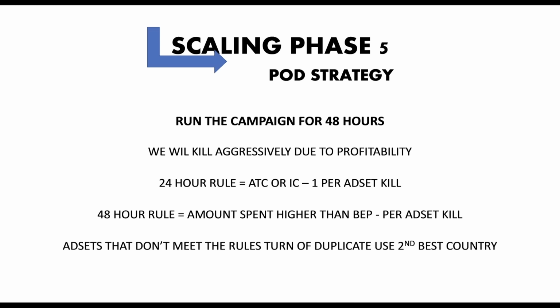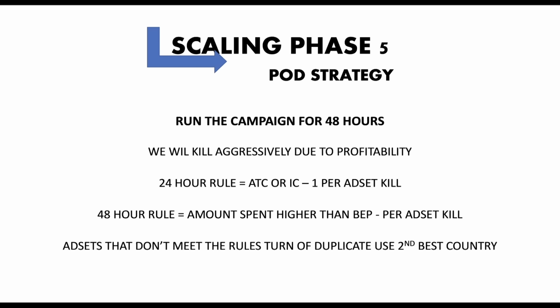So you're going to want to run phase 5 for 48 hours, and we're going to be killing aggressively due to profitability again, and it's going to be the same rules as last time. 24-hour rule, 1 ad set or 1 initiate checkout. 48-hour rule, if the break-even point is higher than the 48-hour rule is going to be the same.